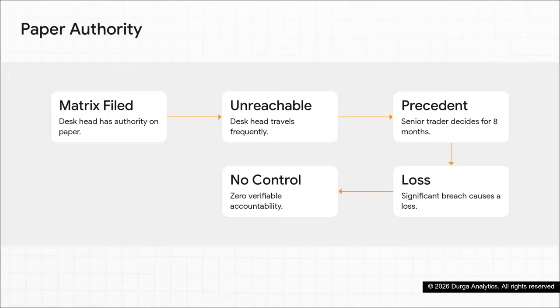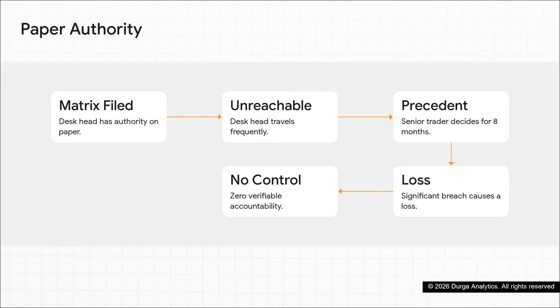In our European composite case study, which is drawn from public regulatory enforcement patterns, we see what I like to call paper authority. On paper, the matrix placed limit breach resolution squarely with the desk head, which looked fantastic to the auditors. But in practice, the desk head traveled frequently and was totally unreachable.